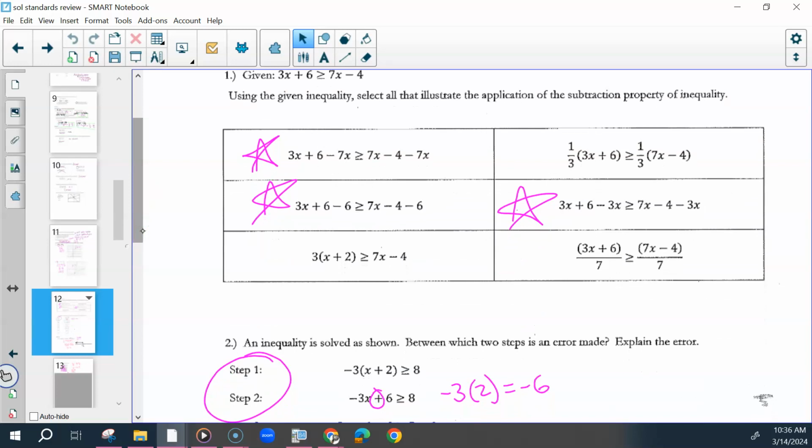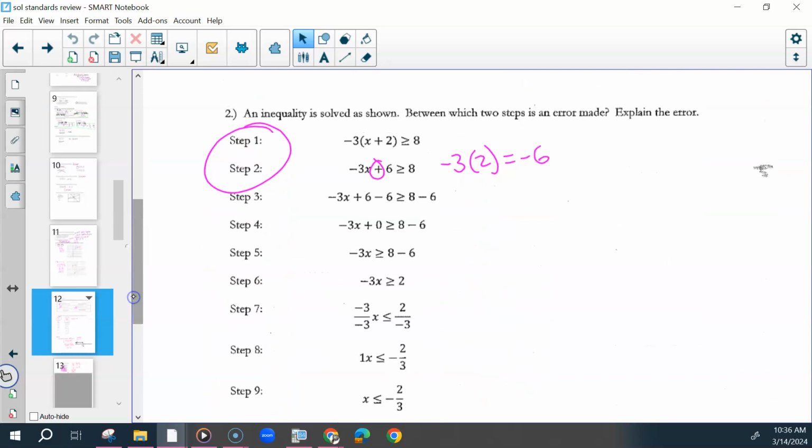These 2 questions, or the first one really, properties, cannot be done in Desmos. You have to know the properties of equations and inequalities. This one's asking which ones show the subtraction property of inequality. So these 3 are subtracting from the other side. In the next problem, I asked between which 2 steps the error was made. Between the first 2 steps, when they distributed, they made this positive instead of negative.